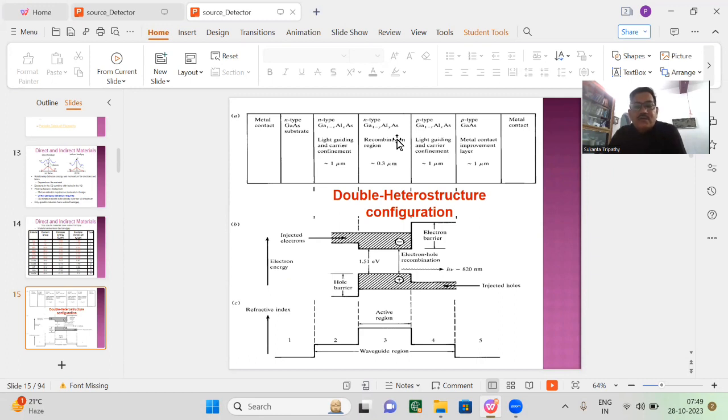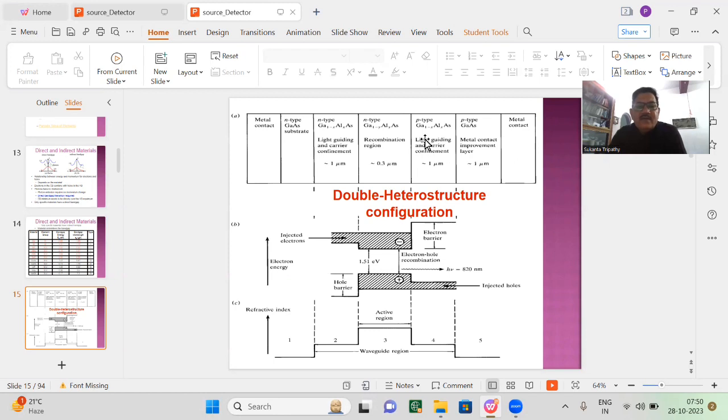Now, to grow this double heterostructure, you need a substrate, and therefore you have to take a substrate on which you grow this double heterostructure. If you see to the right of this confinement layer, there is another layer which is used, called the metal contact improvement layer. Now, why is this metal contact improvement layer used? This layer is basically used to improve the contact.